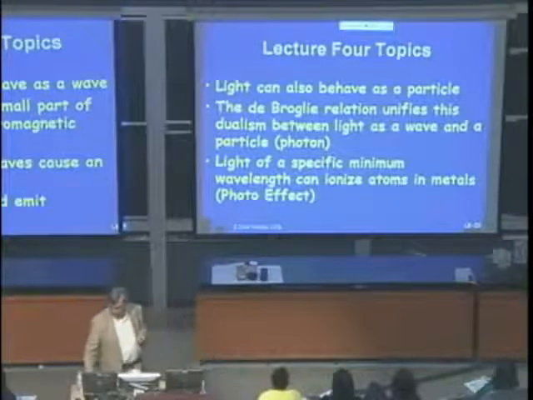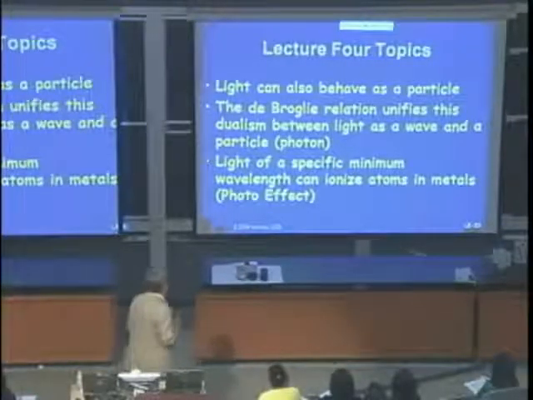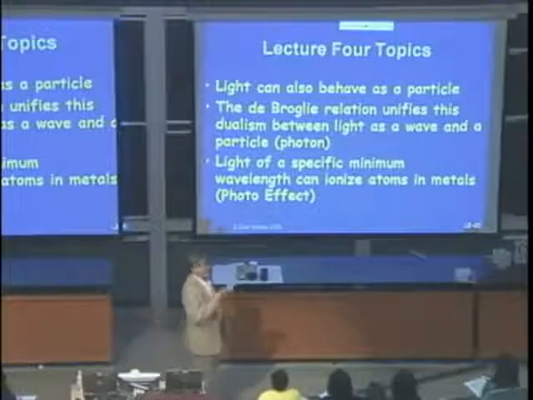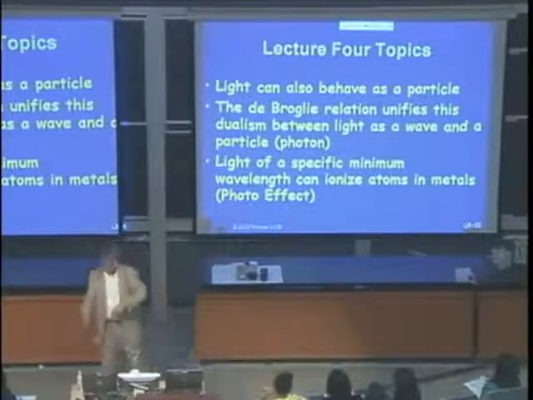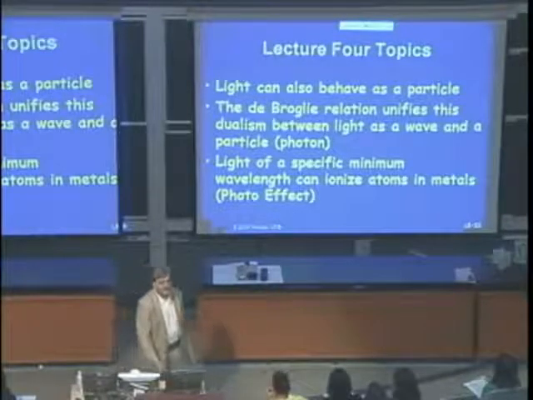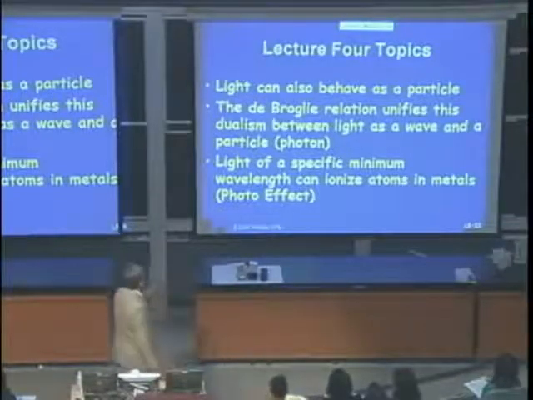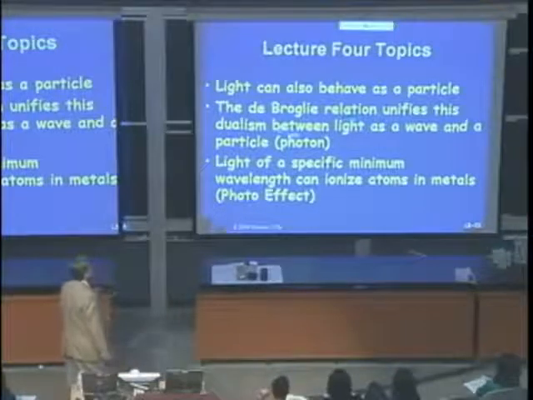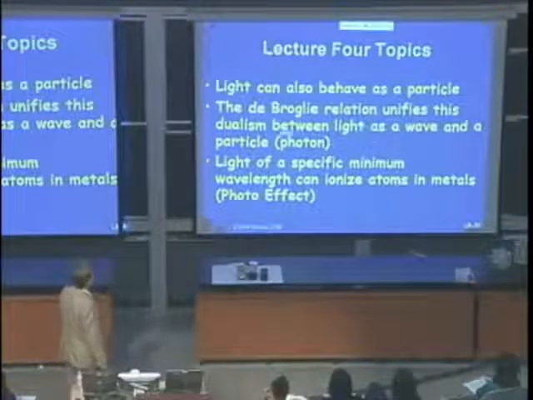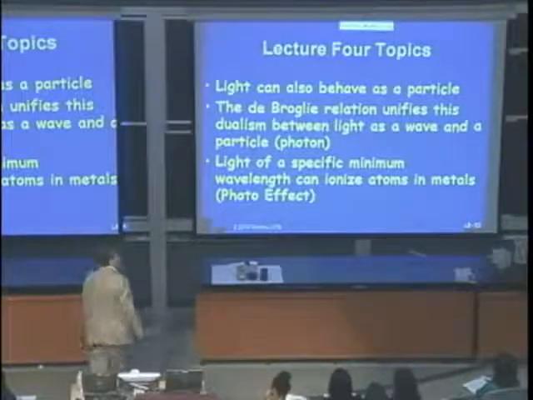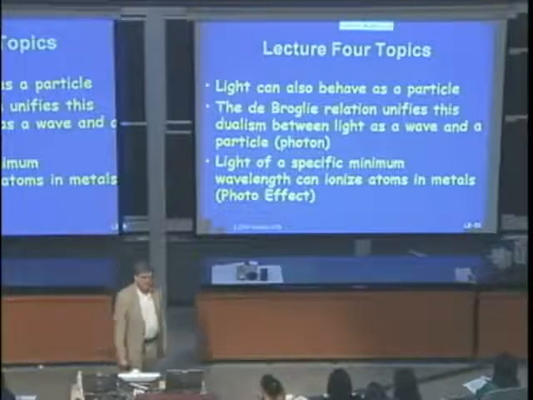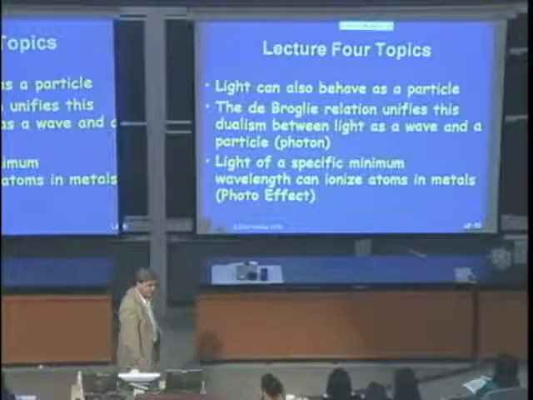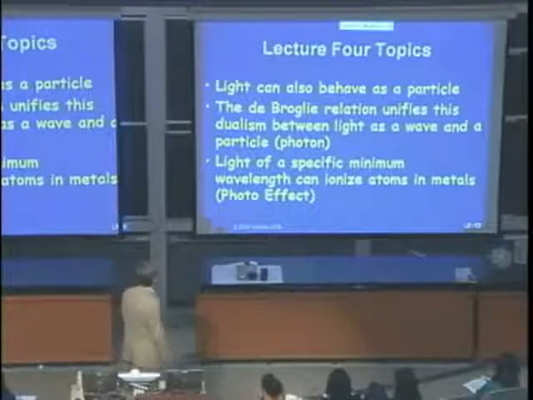So as I said, light can also behave as a particle. And now we have this dualism between light as a wave and light as a particle. Is it a wave? Is it a particle? What is it? Okay? And so de Broglie unifies this dualism between light as a wave and a particle. A particle can have momentum, p equals m times v, and a wave can have wavelengths. And you can couple those.